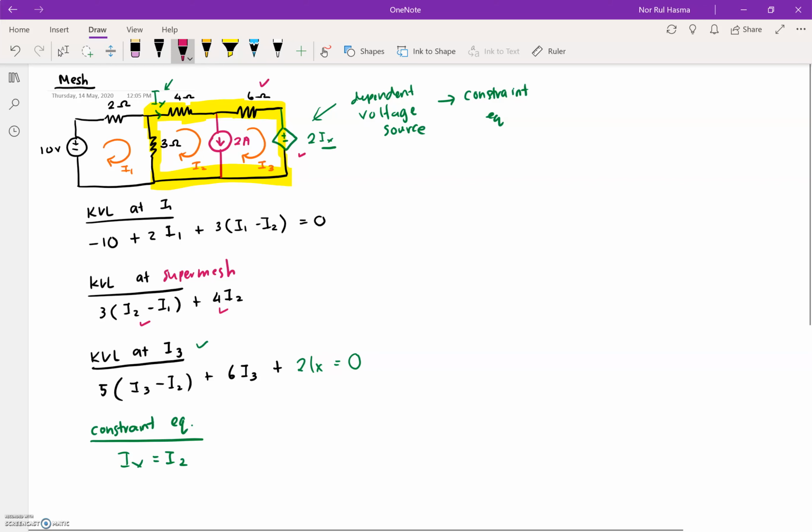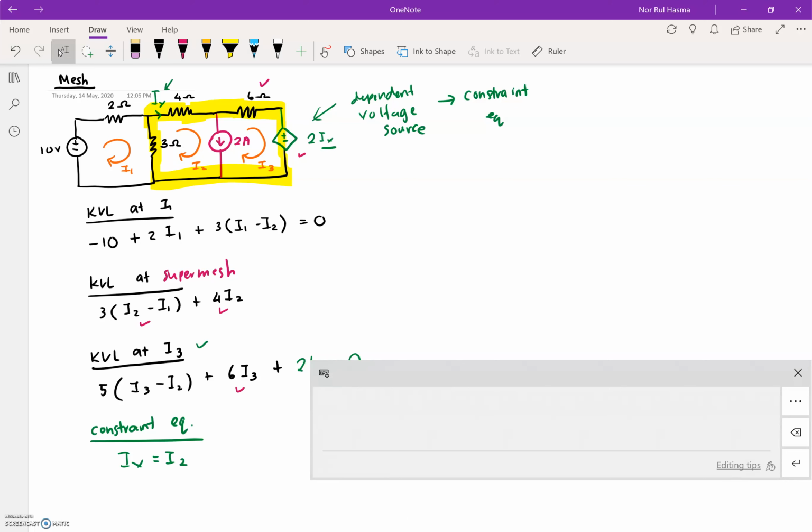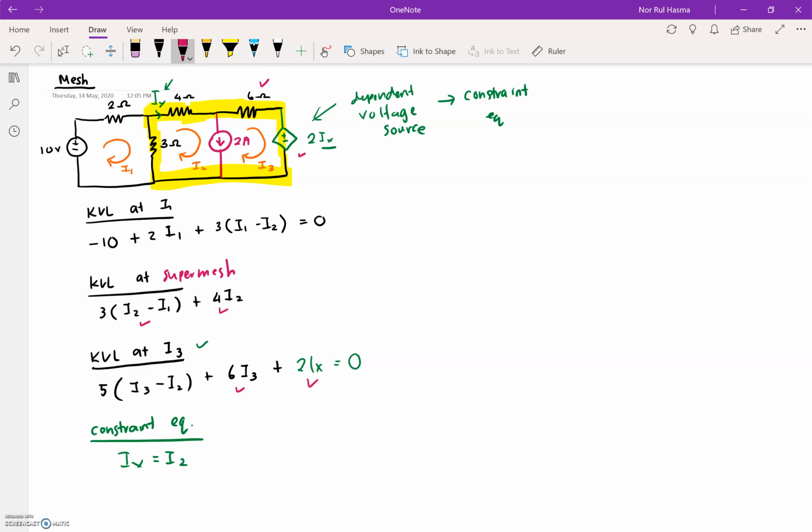So therefore, the 6 will be this one and also this one. This one will still be there. So plus 6 I3 plus 2 Ix, so equal to 0.